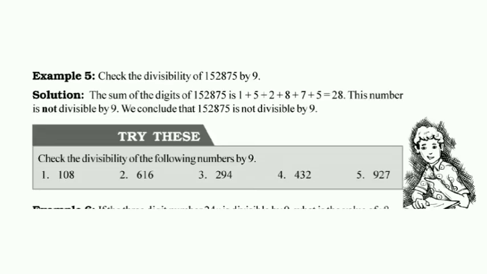In the fifth example, check the divisibility of 152875 by 9. So again here also, first add all the digits, you will get 28, but 28 is not divisible by 9. So we can say that the given number is not divisible by 9. So like that, here some problems they have given for you, try yourself.